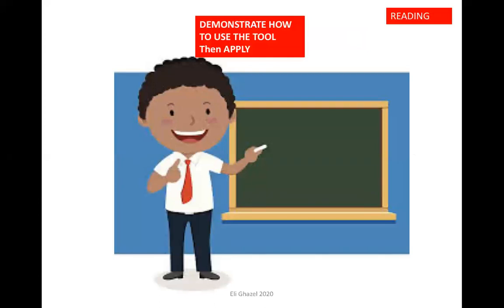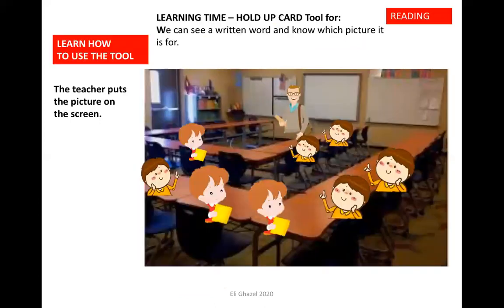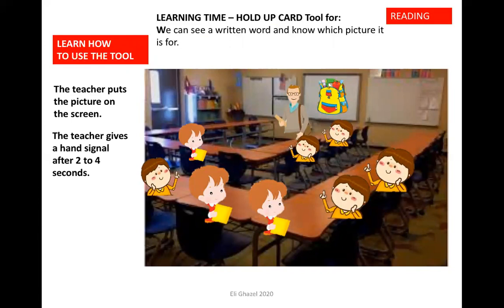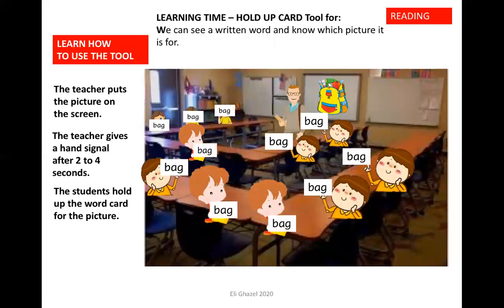And we show them how to use the tool. So how do we use the tool? Well, the teacher puts the picture on the screen like this. Then the teacher gives a signal after 2 to 4 seconds, and the kids have to hold up the word card for that picture. So remember, they're looking at the words and they need to hold up the correct card. This is how it works. So let's try this again. All right. So let's see what we've got.